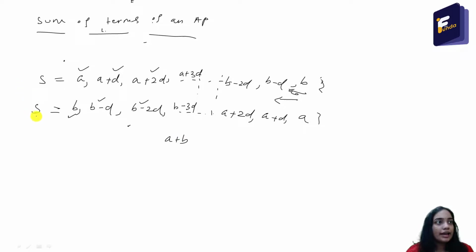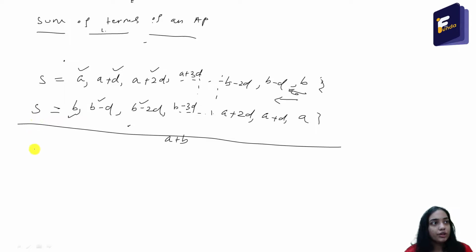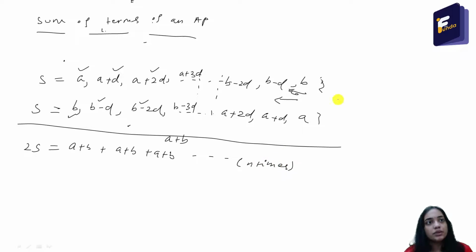After adding these two APs, 2S equals A plus B plus A plus B plus A plus B, because all are A plus B. How many times do we have to do this? N times. Why n times? Because this series has n terms, and this series also has n terms. So 2S equals n into A plus B. So S equals n by 2 into A plus B.